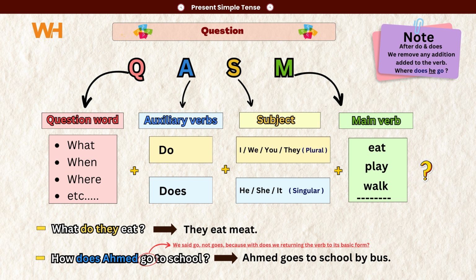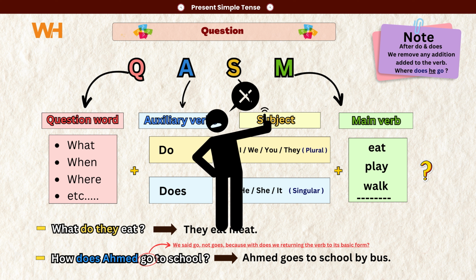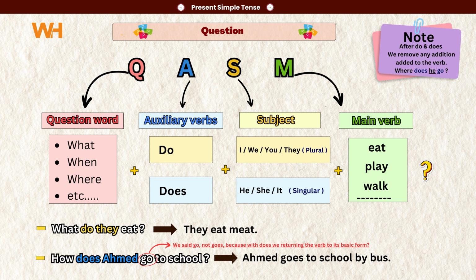We can notice here, if the subject is I, we, you, they, or a plural subject, we use do. And if the subject is he, she, it, or a singular subject, we use does. And never, never, never add anything to the verb with do or does. The verb is always in the infinitive form, which means we don't add anything to the verb. That was for the WH questions.